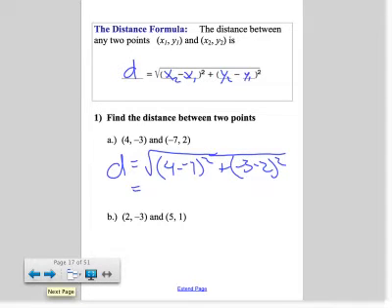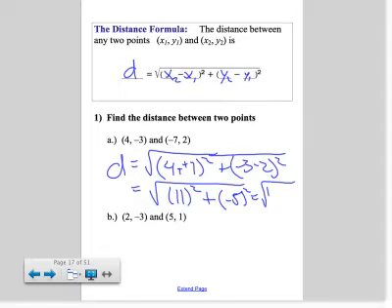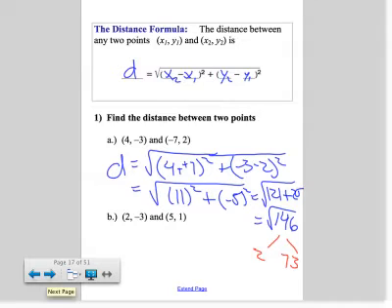And now it becomes just simplifying. Okay, the square root of 4 plus 7, that's 11 squared, plus negative 3 minus 2 is negative 5 squared. 11 squared is 121. Negative 5 squared is 25. So that's the square root of 146. And then we should probably check to see if we can break that down. Okay, simplify, I should say. So 2 and 73. Then I look at 73 and I'm thinking that there's nothing else that goes into it, so my final answer should be the square root of 146.